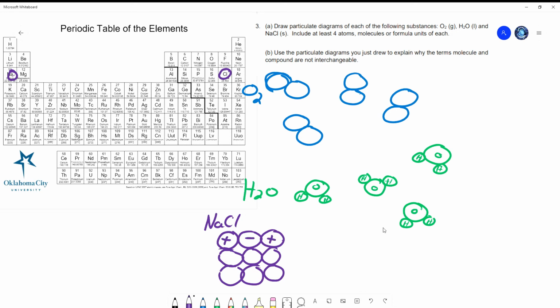oops, plus and negative. And I got those signs because the first column, all of them are +1, and then this over here is all going to be -1, which is where chlorine's at.